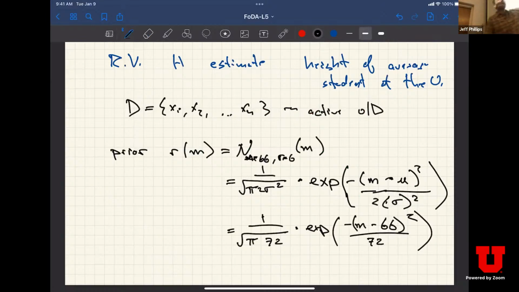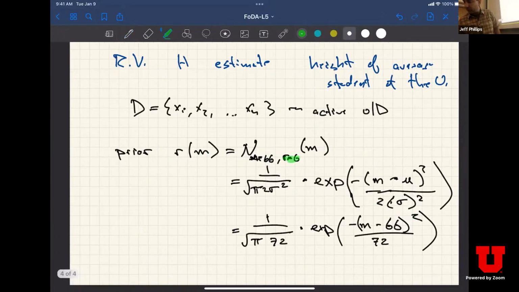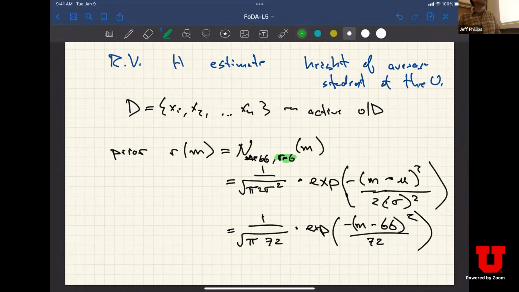Okay, so this is my prior. My prior is now a continuous distribution. This is the normal distribution definition. So this 72: my standard deviation, which was given to me, was 6. So sigma is equal to 6, and this is 2 times sigma squared. And sigma is 6, so 6 squared is 36. 2 times 36 is 72. Right? We had 8 in an example on Thursday. That was from 2 times 2 squared. Okay, great. So this is my prior now.